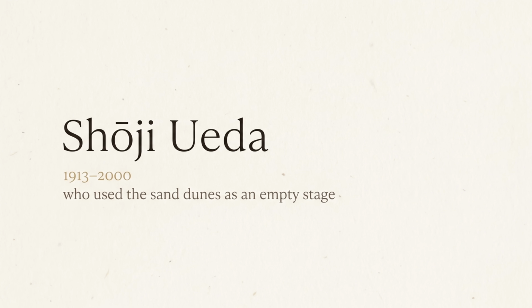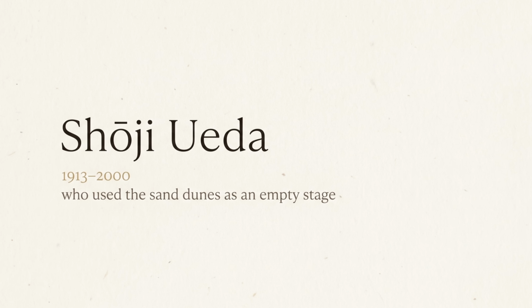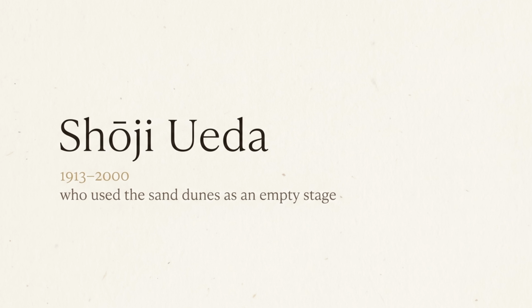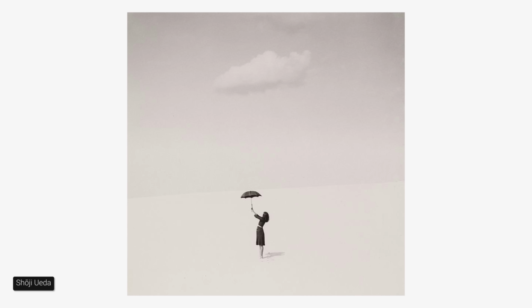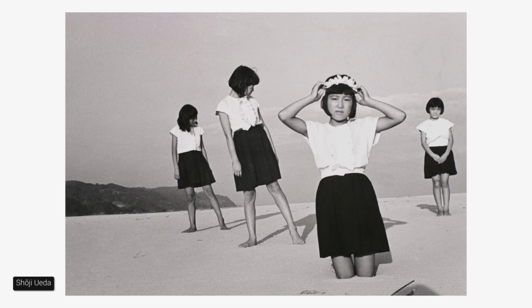Shoji Ueda spent most of his career photographing on sand dunes near his home. And look what's going on in the photographs. The sand dunes are acting like a sort of open-air studio. It's a blank stage where he's arranging people. Now, sometimes it's just a single figure. Other times, it's a whole family taking up, well, actually quite a lot of space in the frame.